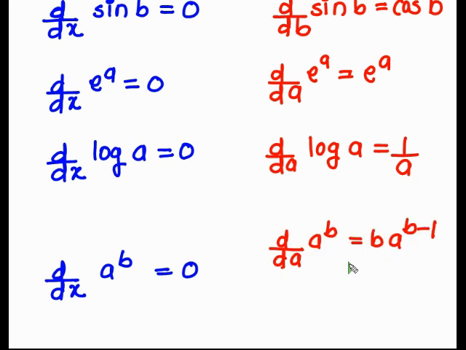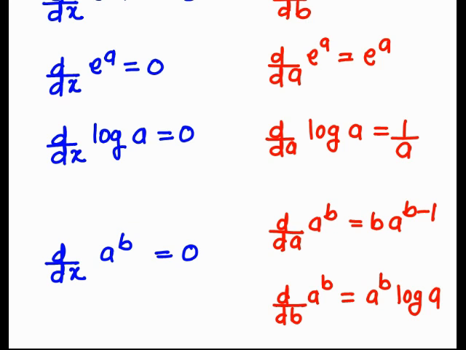Similarly, derivative of a raised to b with respect to a. So here we use a formula x raised to n, it is n into x raised to n minus 1. So we get b a raised to b minus 1. Derivative of a raised to b with respect to b. So here the variable is b. So we use a formula a raised to x. Derivative of a raised to x is a raised to x log a. So here we get a raised to b log b.